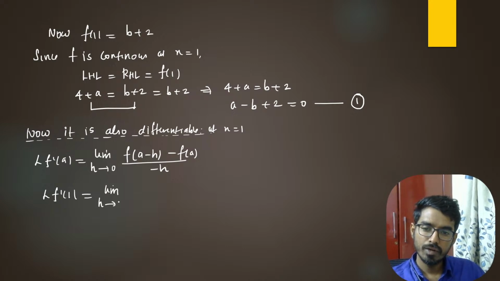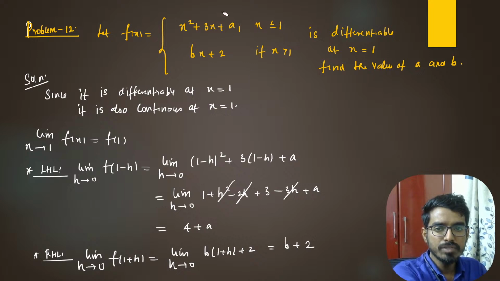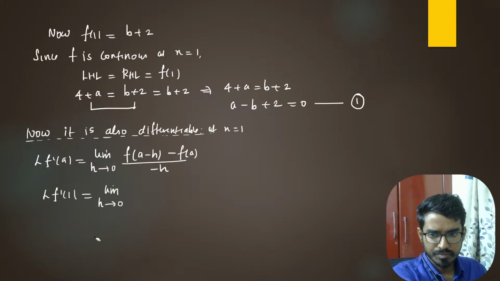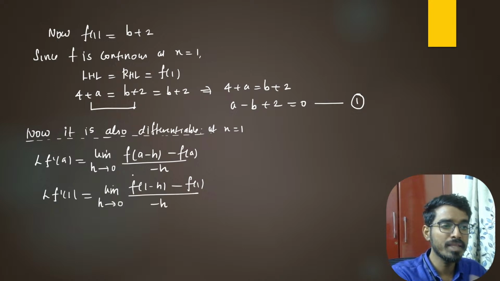Can we do a shortcut? You can use the definition also, or you can use the shortcut also. What is your left hand side function at 1? Left hand side function is x square plus 3x plus a. What is your derivative? 2x plus 3. Apply the limit 1, you will get the answer. But I'll go with the definition. So f of 1 minus h minus f of 1 divided by minus h. After differentiating, you need to apply the limit also.